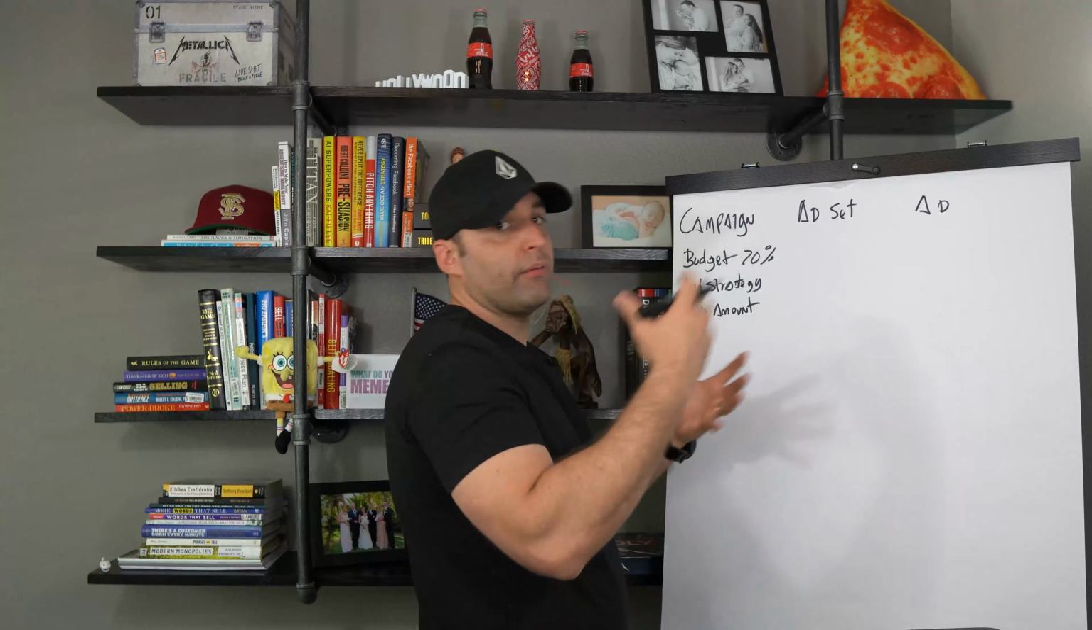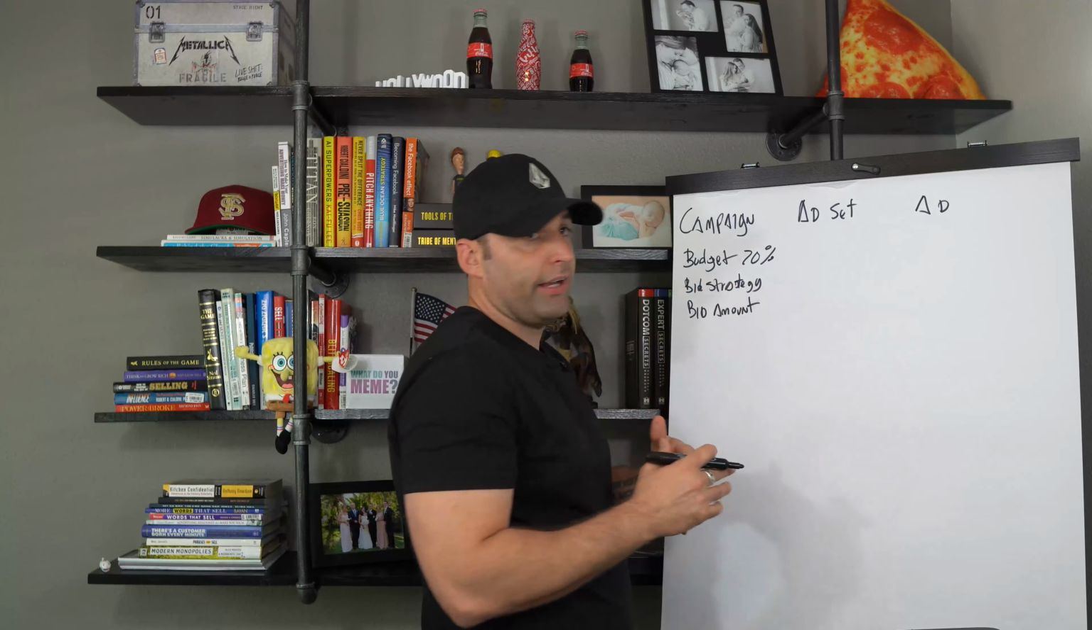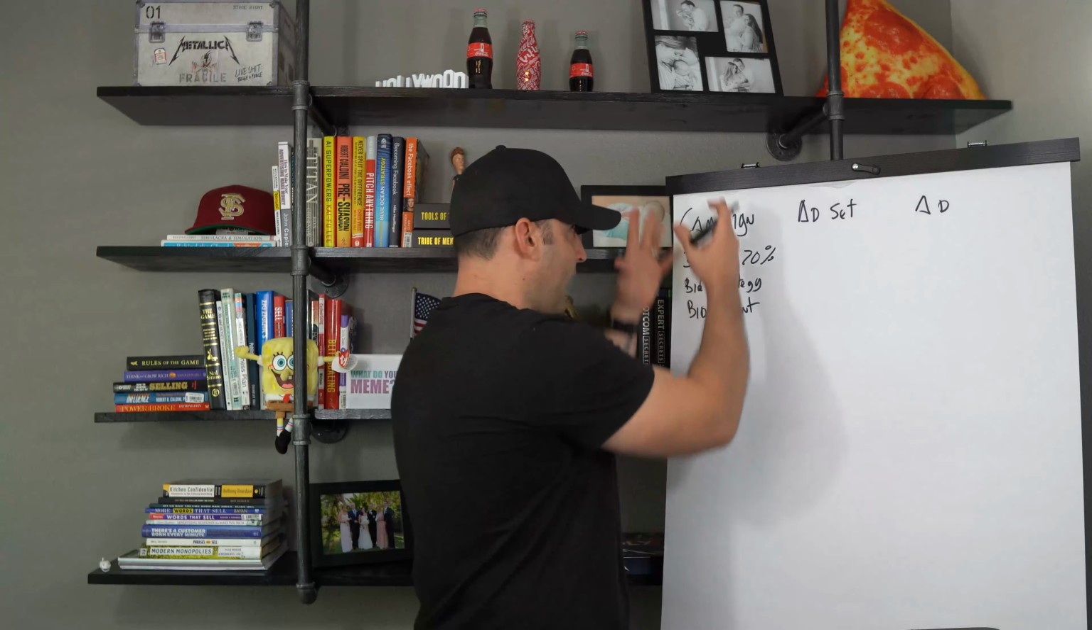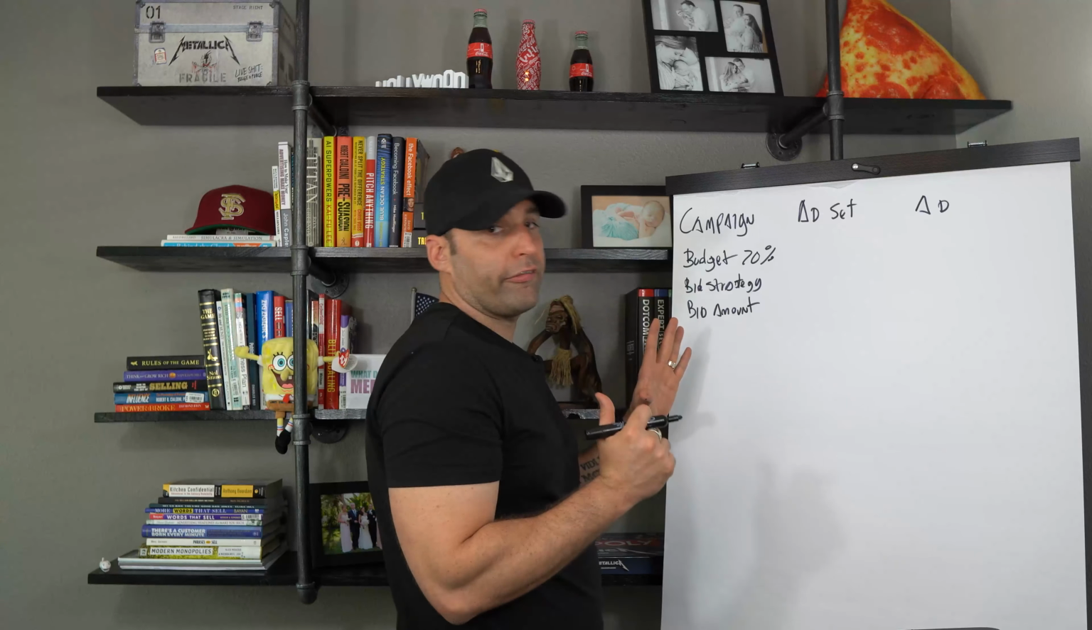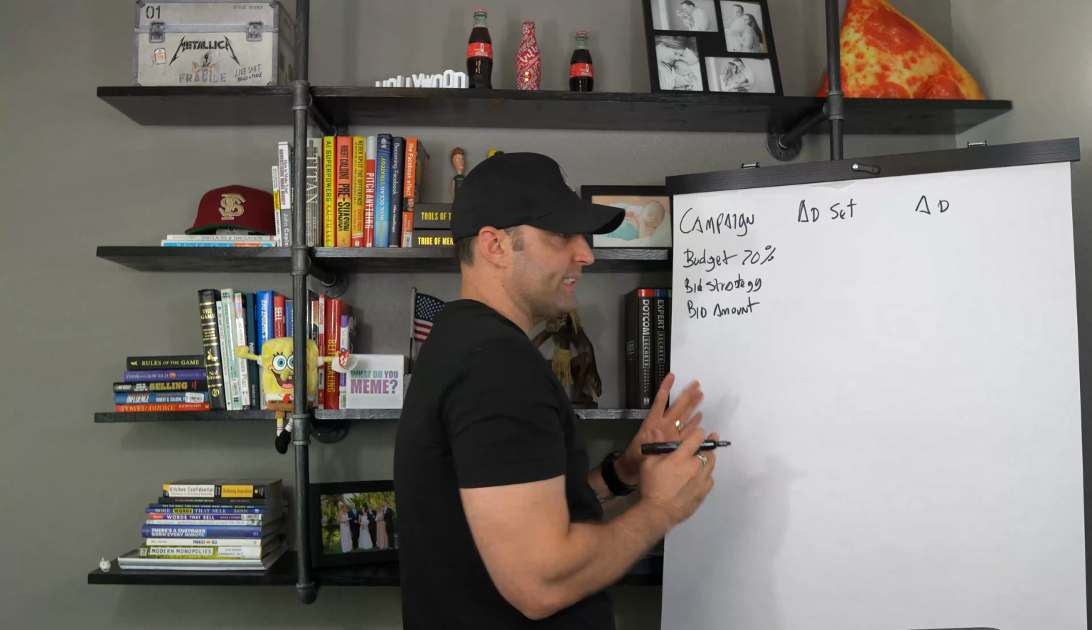So the bid amount is obviously the amount of the bid you want to do manual. The bid strategy, it's like, are you doing cost cap? Are you doing bid cap? That will cause it to reset back to the learning phase. So you don't want to touch any of that once it's going.